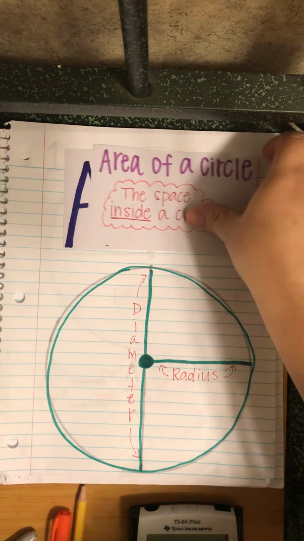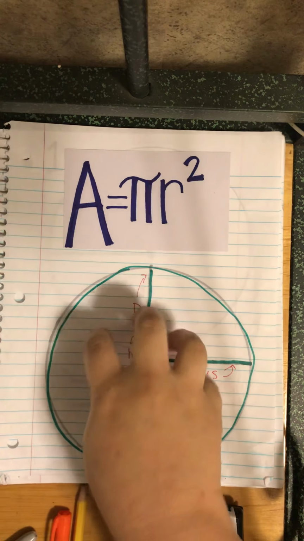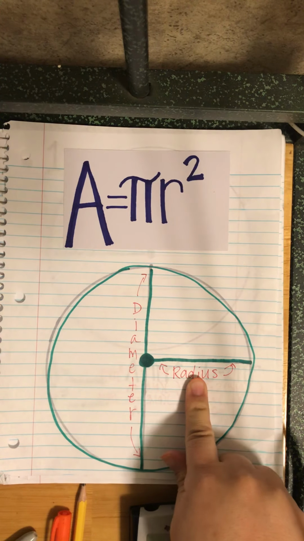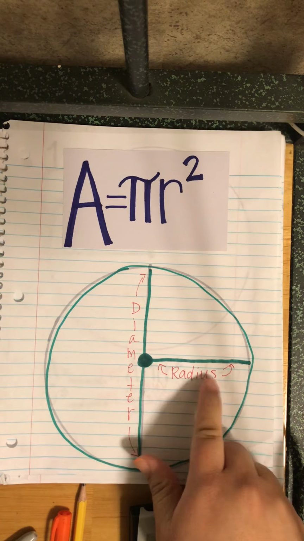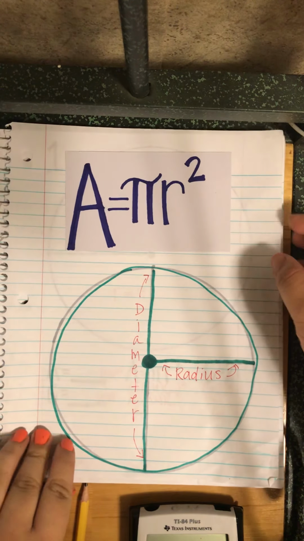Now the formula to find the area of a circle is A equals pi r squared. So to find what's inside the circle, you're going to need to find your radius. You'll always have to use your radius, and you're going to have to square it. So let's start off with some examples here.